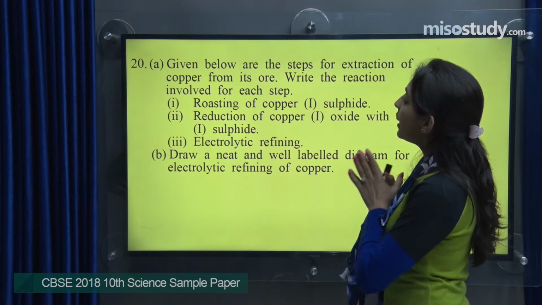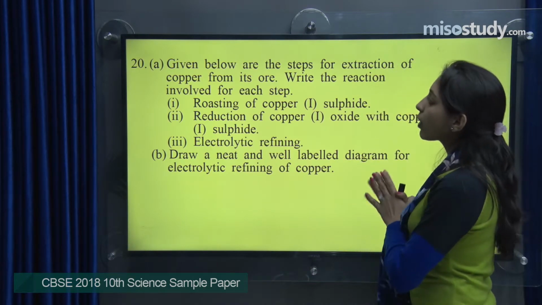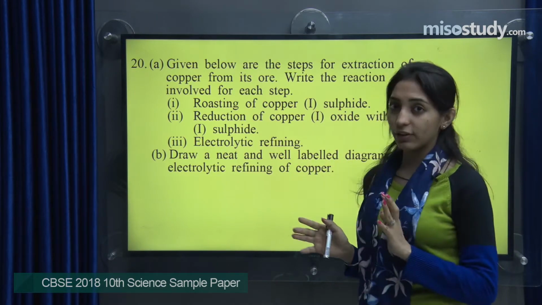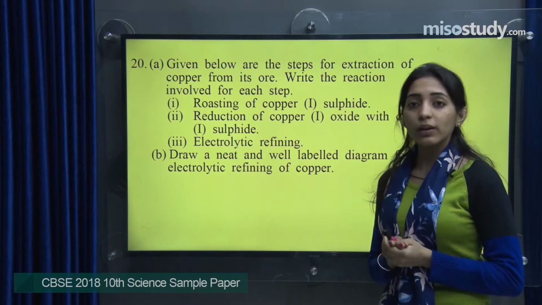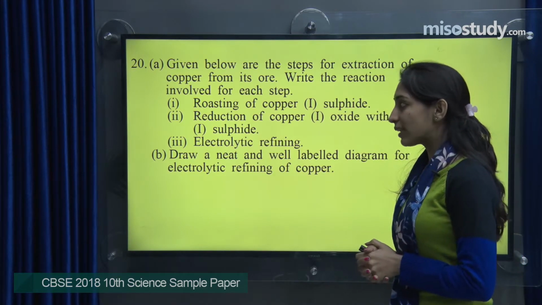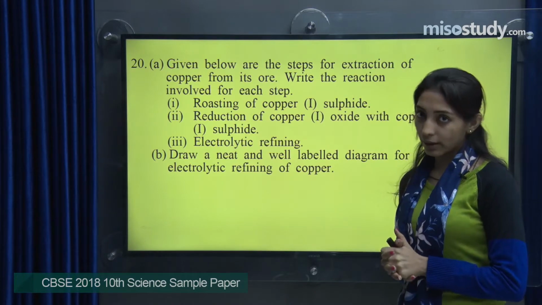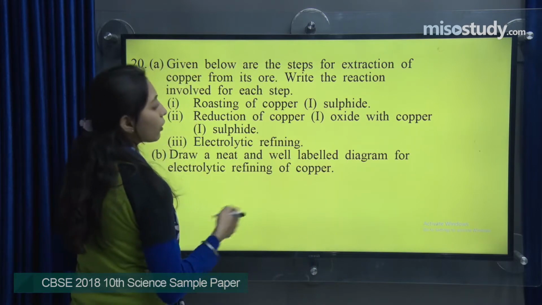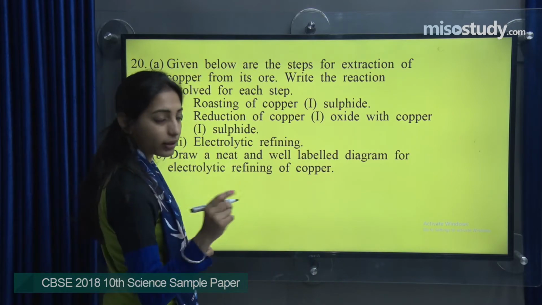The question is, given below are the steps of extraction of copper from its ore. So certain steps will be given to you with the help of which you can extract copper from its ore. And next you need to write the reactions involved for each step. The first step that has been written is roasting of copper sulphide. You know, right, what is roasting?